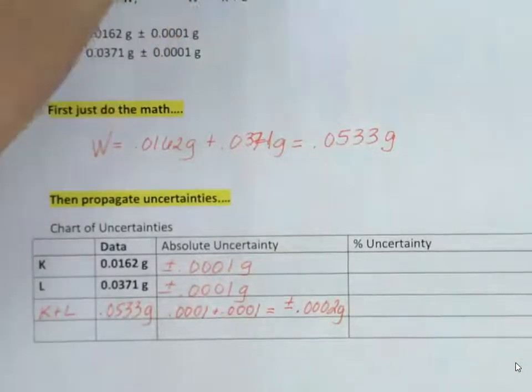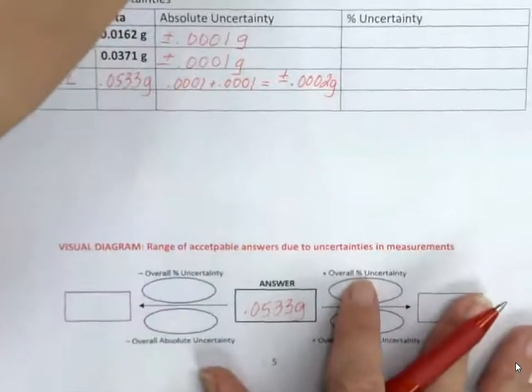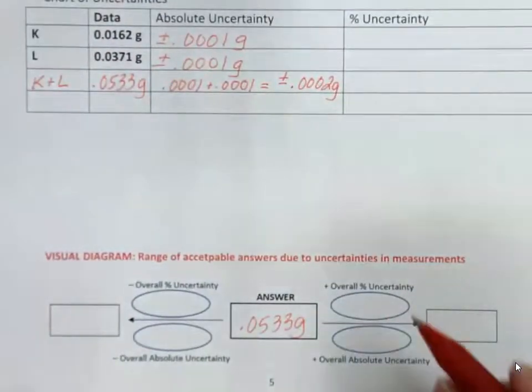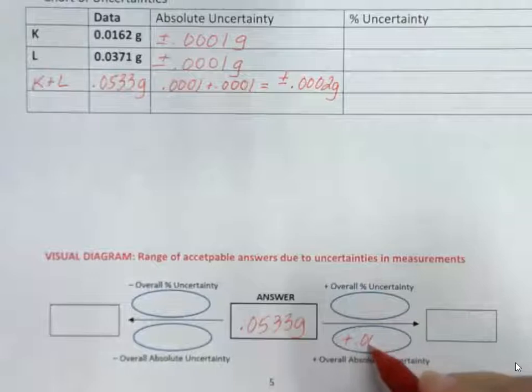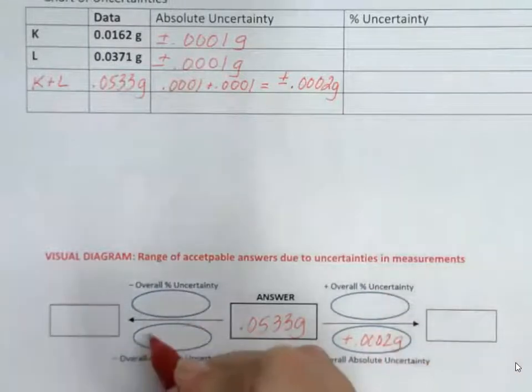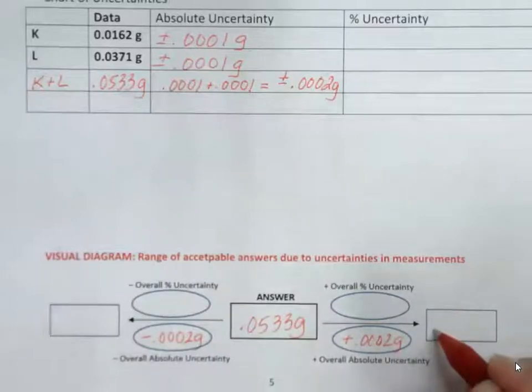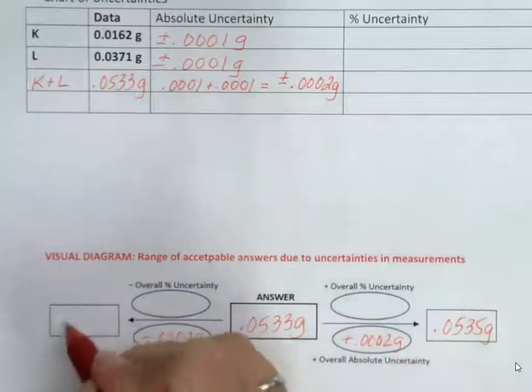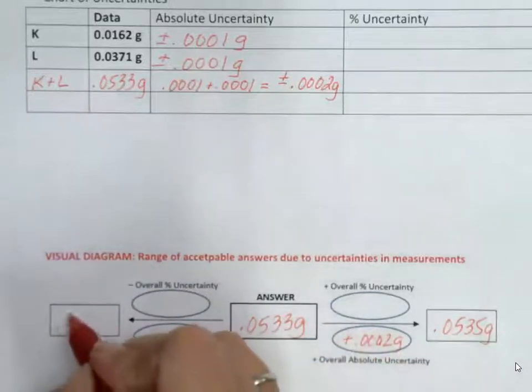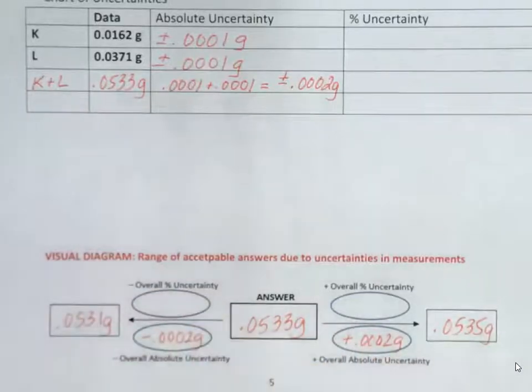Okay, so now I go back down here to my visual. I'm going to add plus 0.0002 grams. I'm going to subtract 0.0002 grams. And I'm left with the final answer, 0.0535 grams. And over here, 0.0531 grams. So it kind of looks like I'm done. I've solved this problem. I know what my range of uncertainty is.